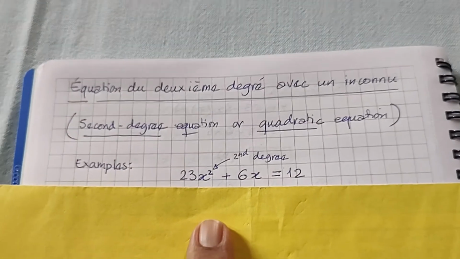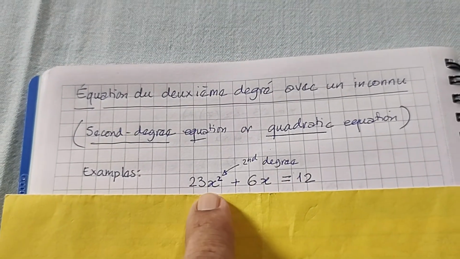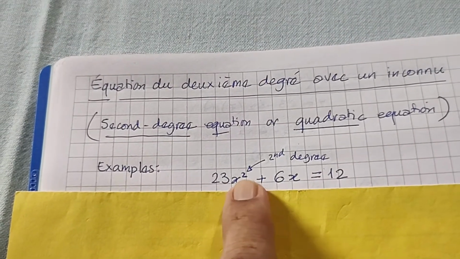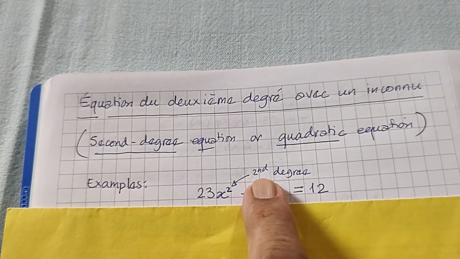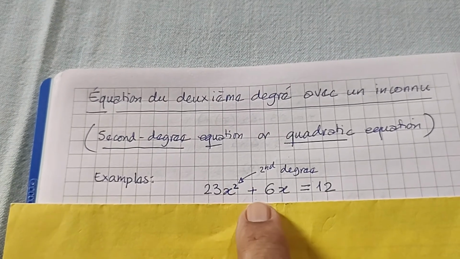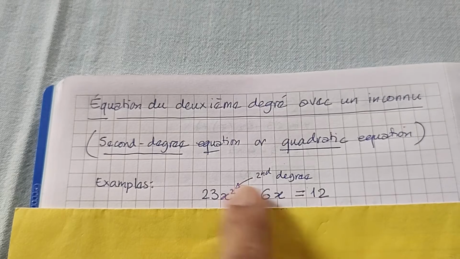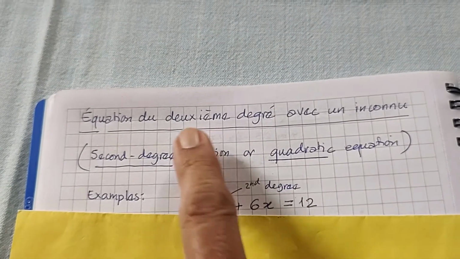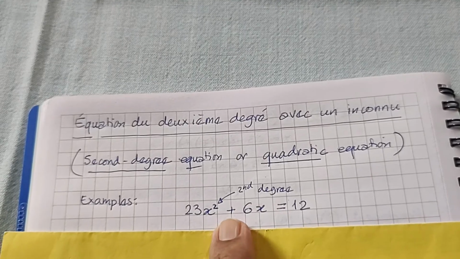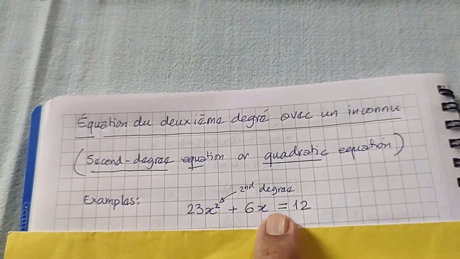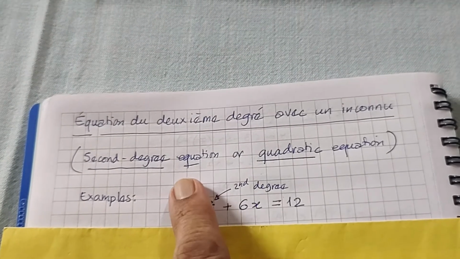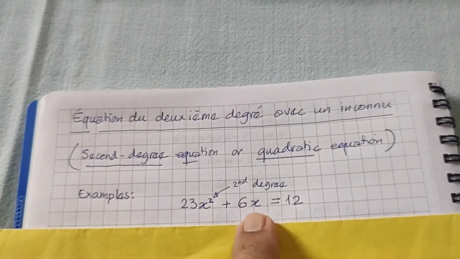So what is a second degree equation? A second degree equation is an equation where the unknown is raised to the second power. That's why it's called second degree. So this example, 23x squared plus 6x is equal to 12 is a quadratic equation or an equation du deuxième degré avec un inconnu because there's only one unknown. There is no x, there's no y here. There's only x. And of course, a second degree equation also includes a first degree term.